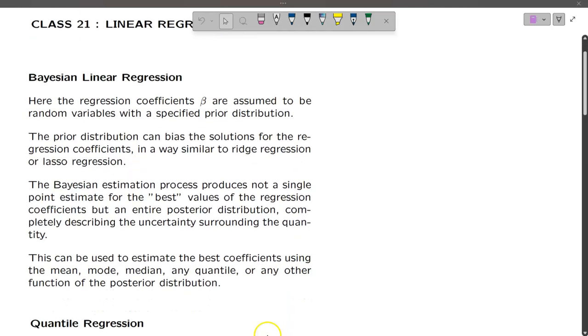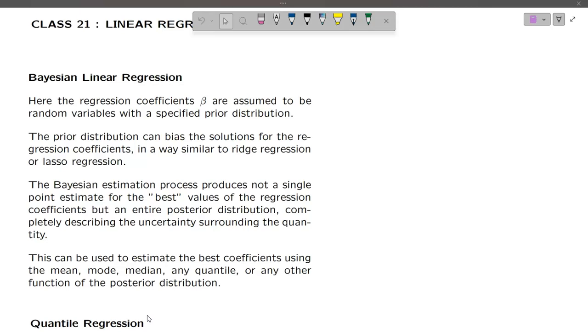Here the regression coefficients beta are assumed to be random variables with a specific prior distribution. So when we introduce Bayesians, we talk about prior belief about the parameter space. The prior distribution can bias the solution for regression coefficient in a way similar to ridge regression or lasso regression.